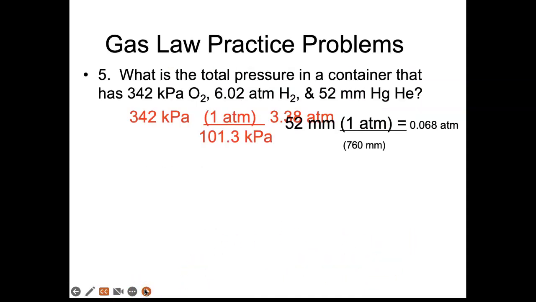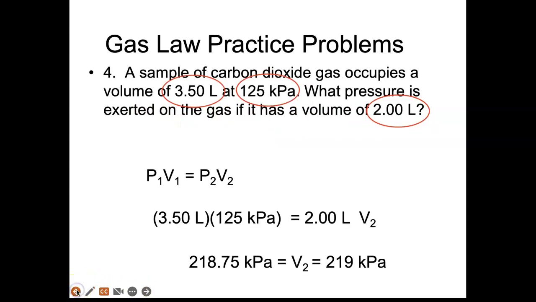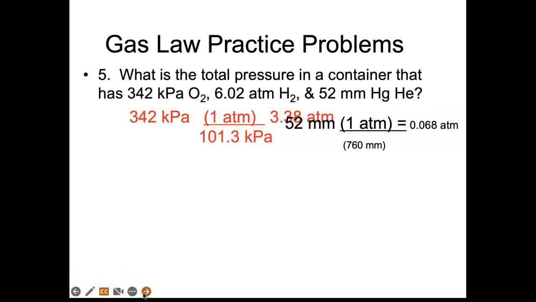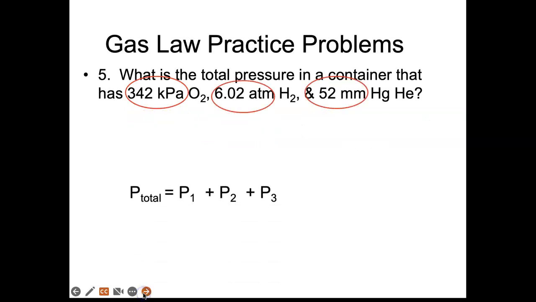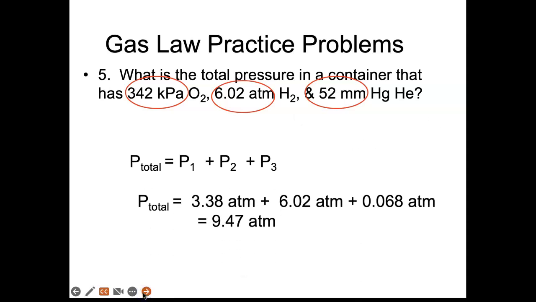Here's the last one I have for you. And it looks like you're asked for the pressure in a container that has oxygen, hydrogen, and helium. First, of course, you've got to get all your pressures in the same units. So it may be a good time to go back, just simply look at the problem, and then see if you can get the correct answer. So hopefully you came up with 9.47 atmospheres.